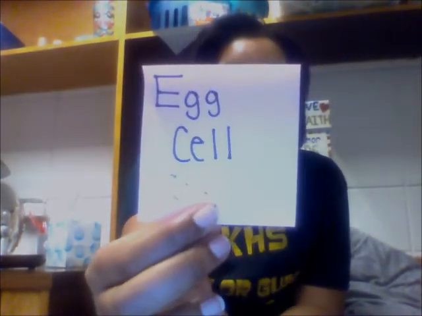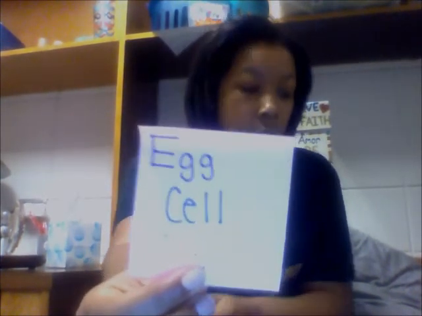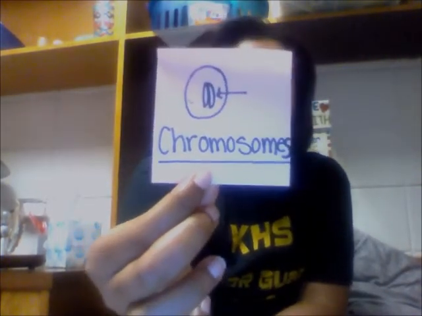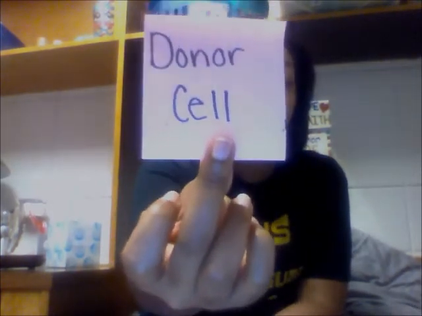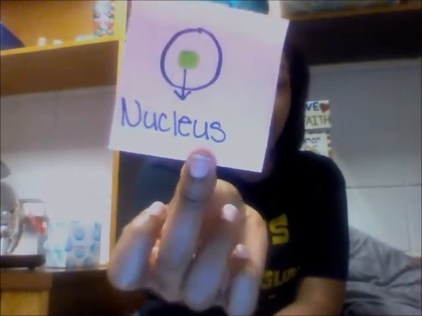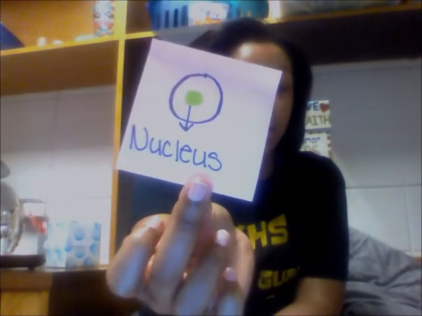So, for the process of cloning, you start off with an egg cell. The egg cell looks like so, a cell with chromosomes in it, basically. Along with the egg cell, you have an adult donor cell. The adult donor cell looks like so, with the nucleus on the inside.